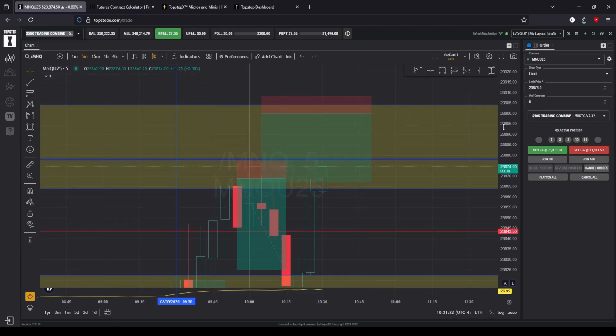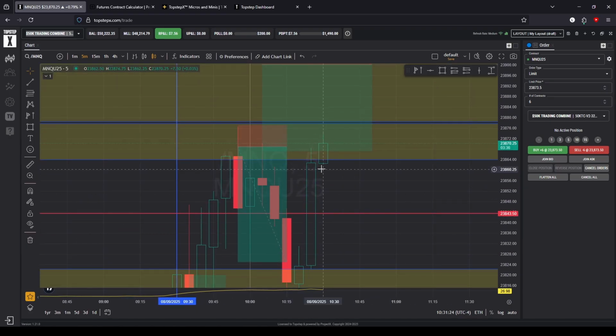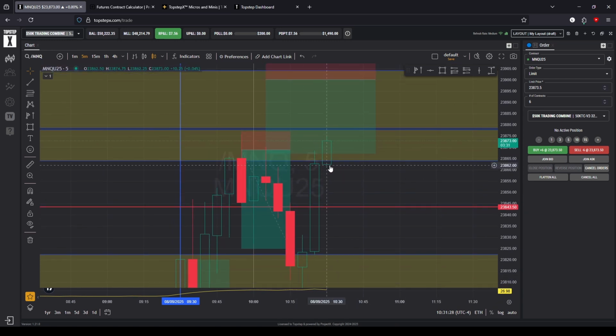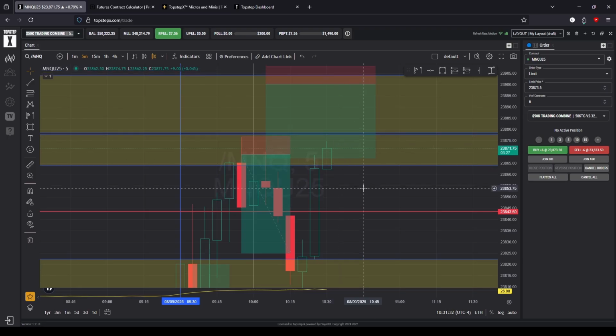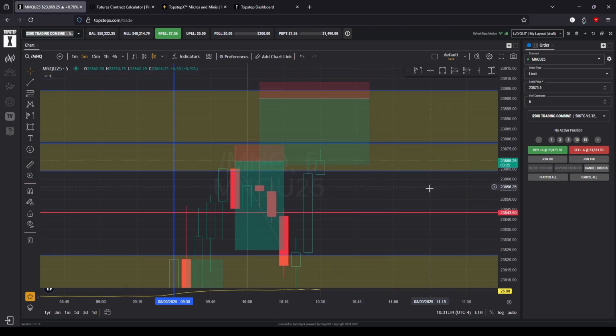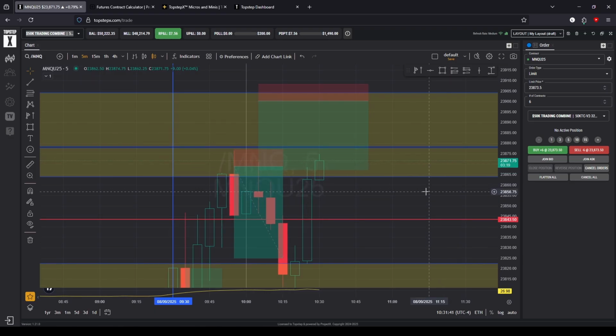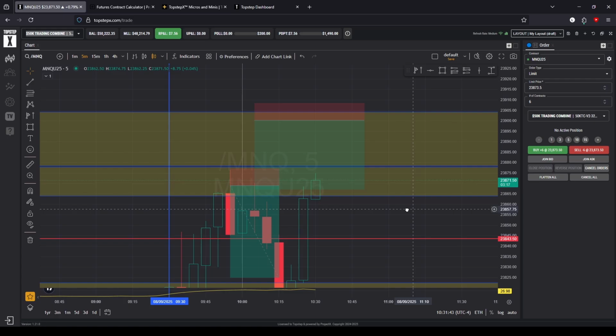Okay, we had a really big push up here, and normally this tells me that I would assume it's going to reject somewhere here. But it might break through. I mean, who knows, to be honest.